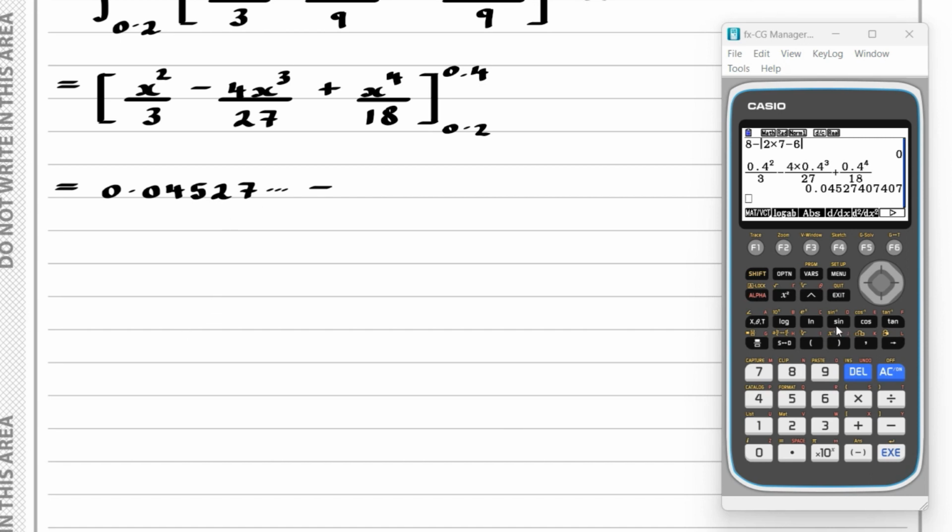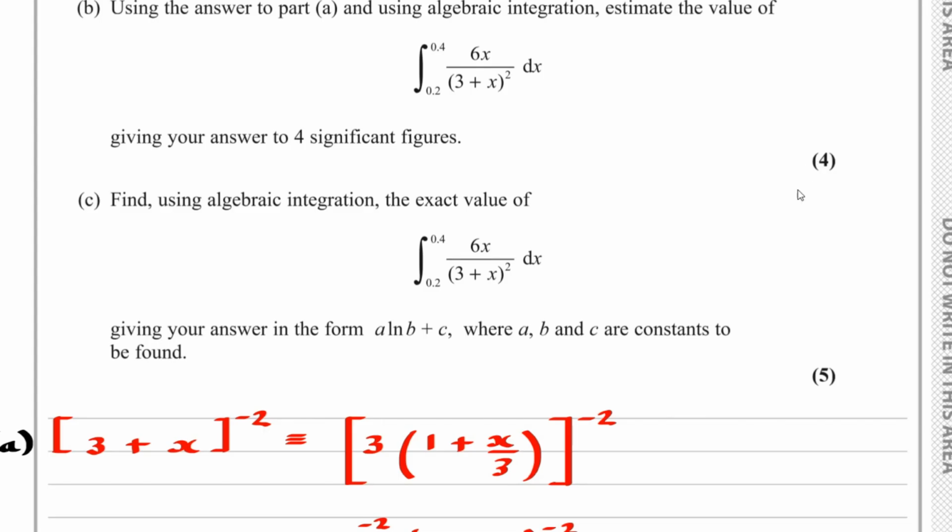And we subtract from this our lower limit. For our lower limit, instead of us having a 0.4, we would have a 0.2 instead. And that gives us 0.012237, etc. So if I work out the difference between these, we end up with 0.03304 to four significant figures.